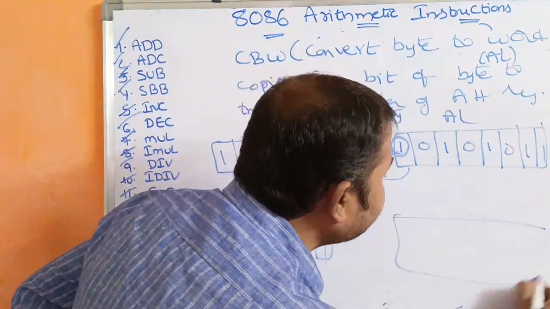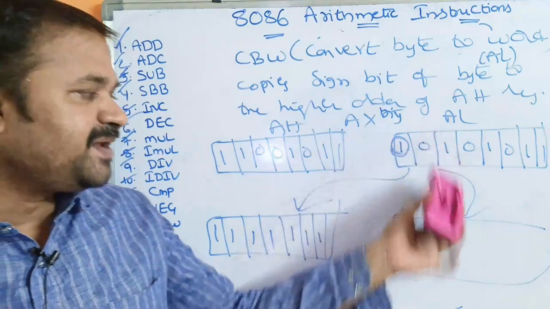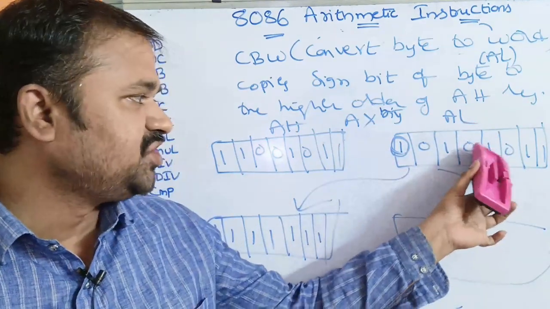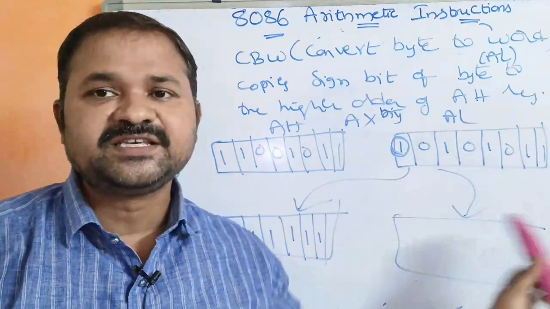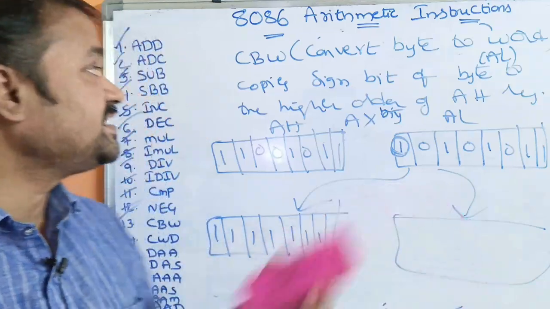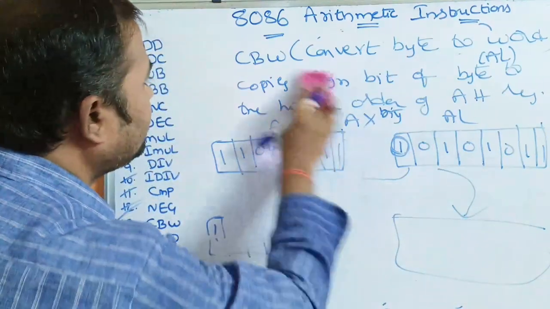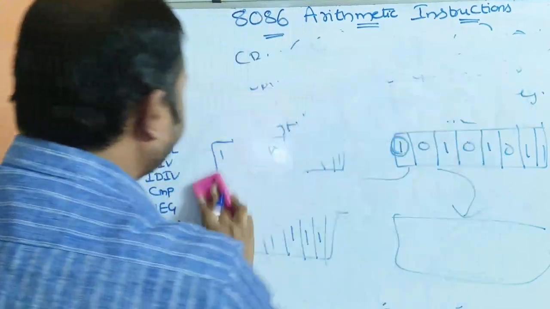Whereas coming to the AL register, there is no change. Simply we have to write it as it is: 10101011. So this is about CBW, convert byte to word.